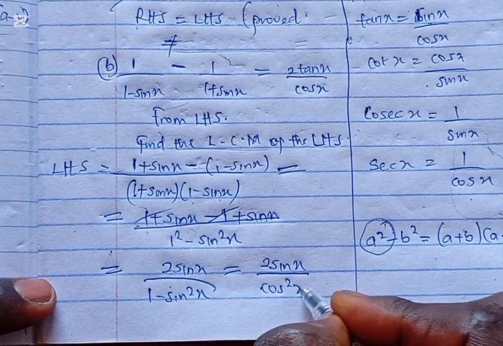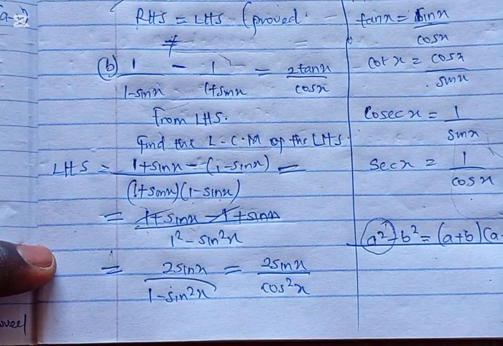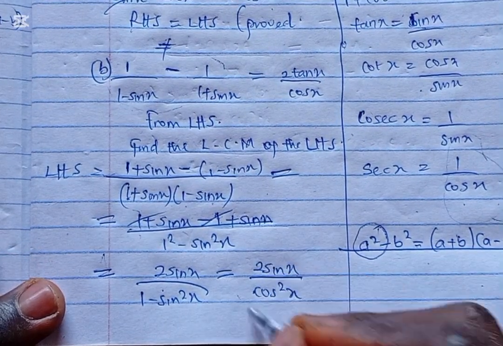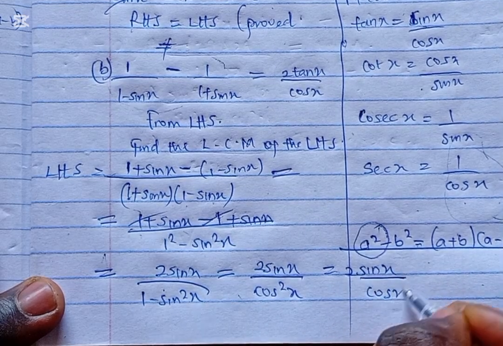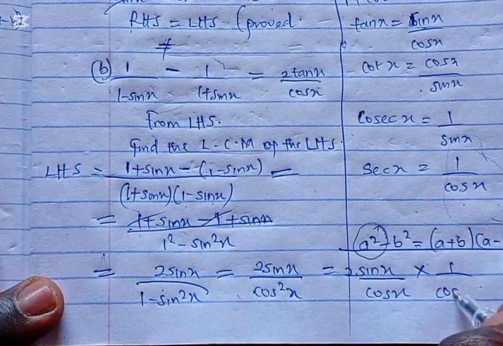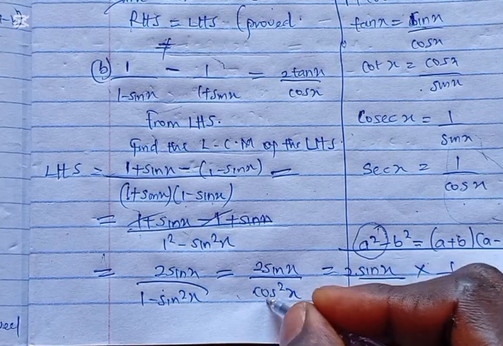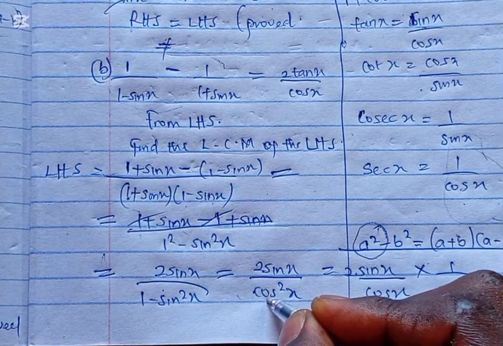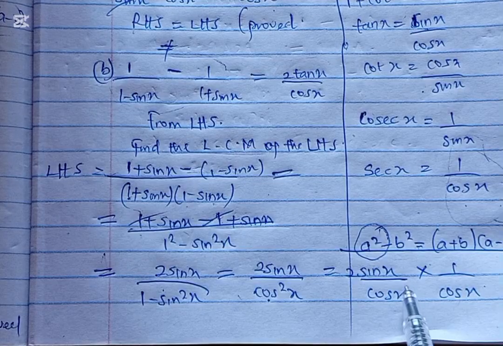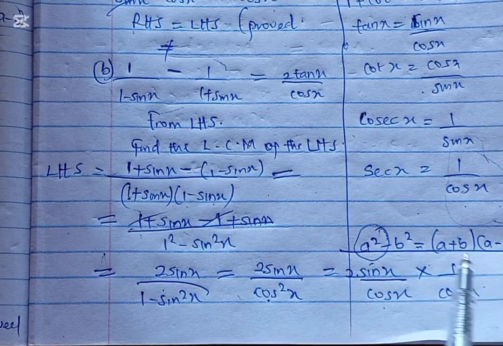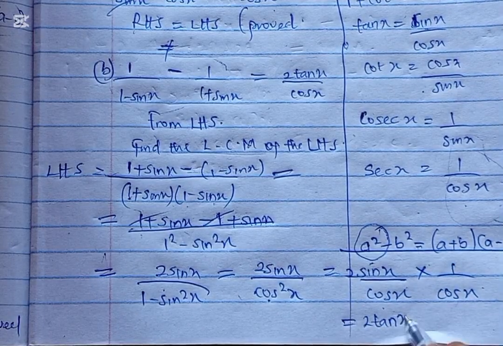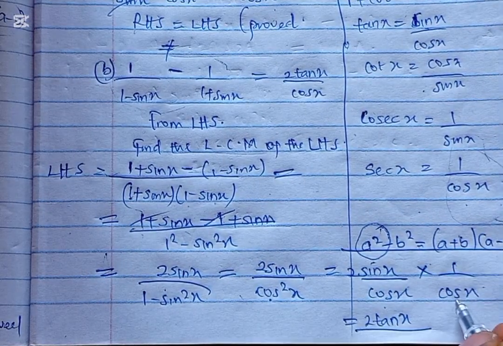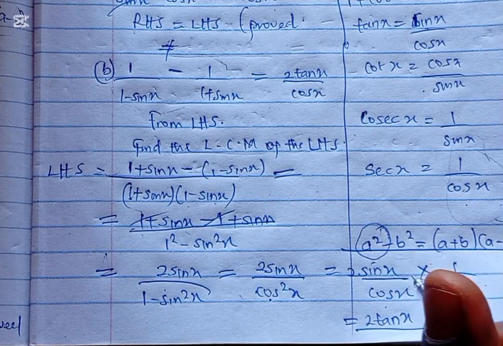So I will have cos square x. Now what are you going to do? You should know that you can simplify this expression by saying 2 sine x over cos x multiplied by 1 over cos x, it will still give you the same equation. So you must also know how to manipulate. Now I have sine x over cos x, and that will give me tan x. So you put 2 tan x over 1 over cos x, which will give you what?